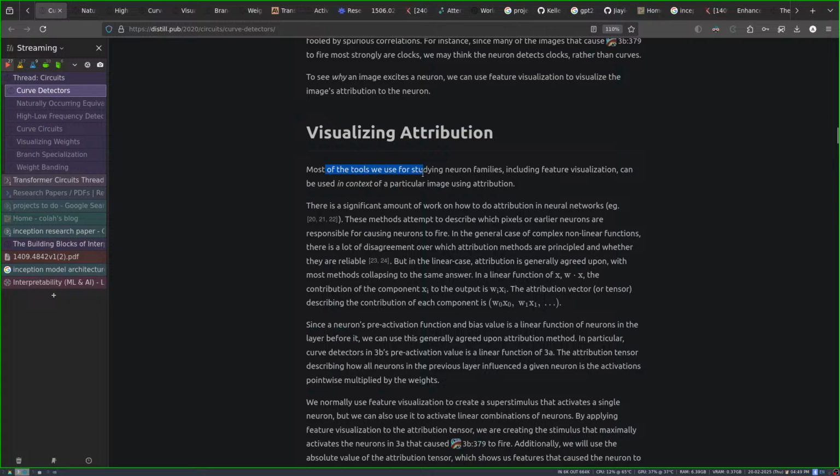Also, tools we use for studying neuron families, including feature visualization, can be used in the context of a particular image using attribution. There's a significant amount of work on how to do attribution in neural networks. These methods attempt to describe which pixels or earlier neurons are responsible for causing neurons to fire.